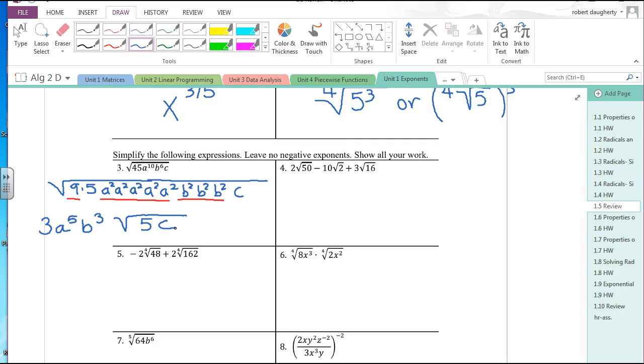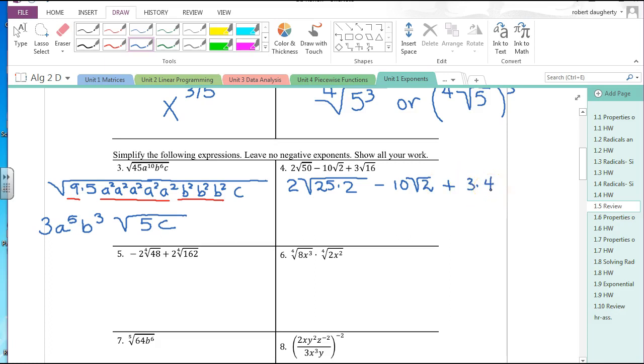Number 4, looks like I am adding expressions with radicals. So it's square roots. I want to organize everything I can as perfect squares. So this is 2 times the square root of 25 times 2 minus 10 times the square root of 2 plus the square root of 16 is 4. So this is 3 times 4.